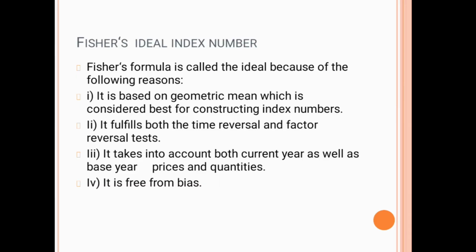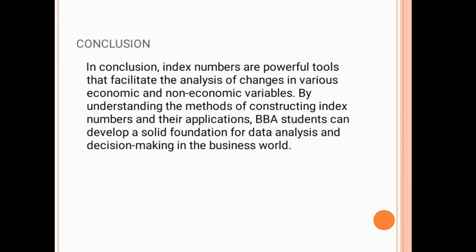Now, why is Fisher's formula called the ideal index number? Fisher's formula is called ideal because of the following reasons. It is based on the geometric mean, which is considered best for constructing index numbers. It fulfills both the time reversal and factor reversal tests. It takes into account both current year as well as base year prices and quantities, and it is free from bias.